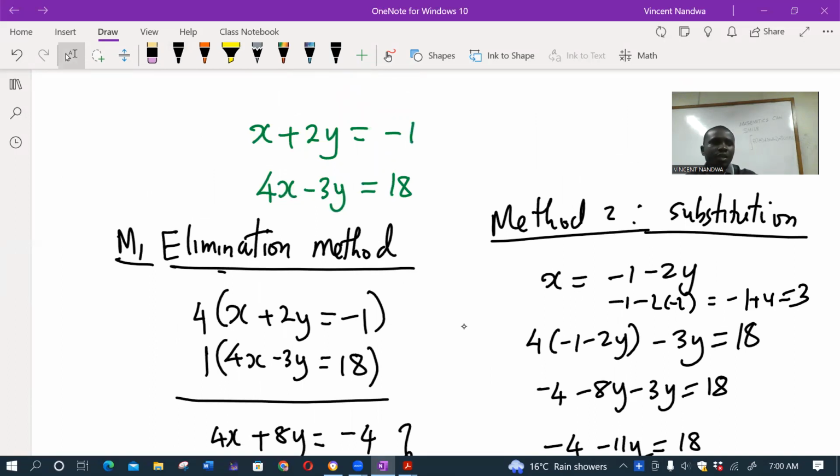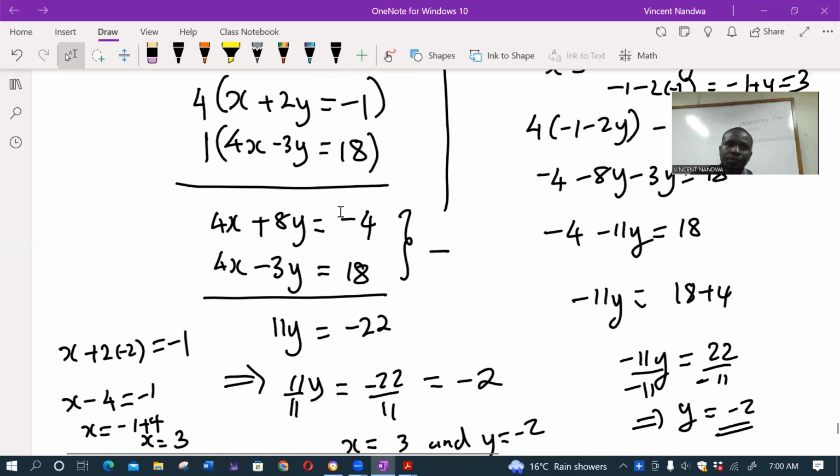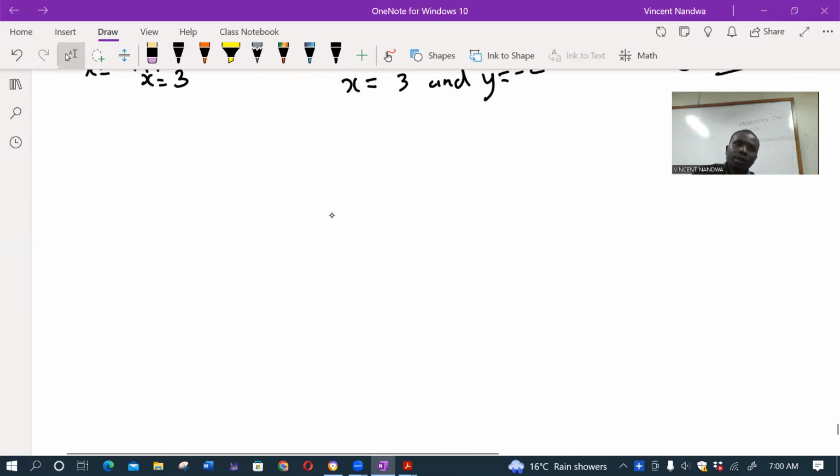So you are free to use any method of your choice. But you don't need to show all the methods. Just pick one that works for you and then solve up to the end to get the values of both x and y. Then next was to factorize.